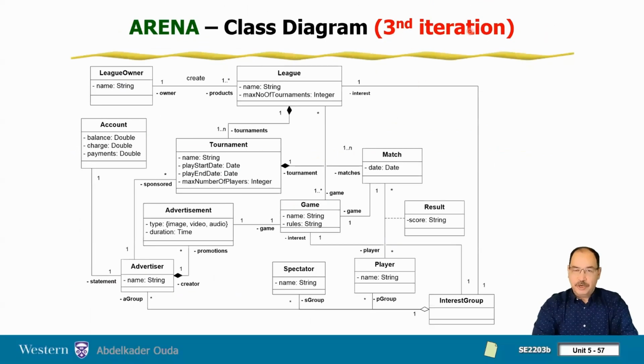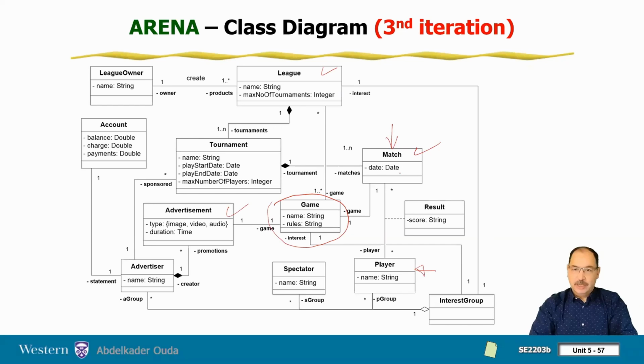So for the third iteration, I added the game. This is what I added here: a game class, linked to the league, linked to the match, linked to the advertisement, based on my previous diagram. I changed the location of the interest group to look nicer, but I didn't change anything in it. And now look at this here between match and the player.